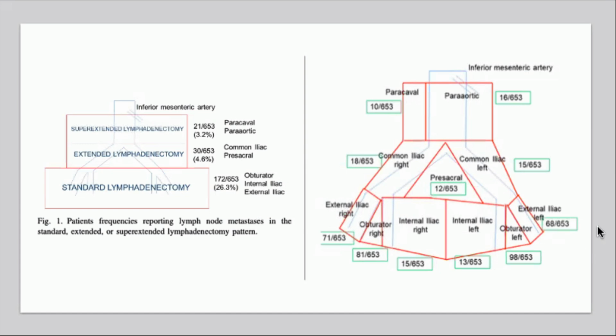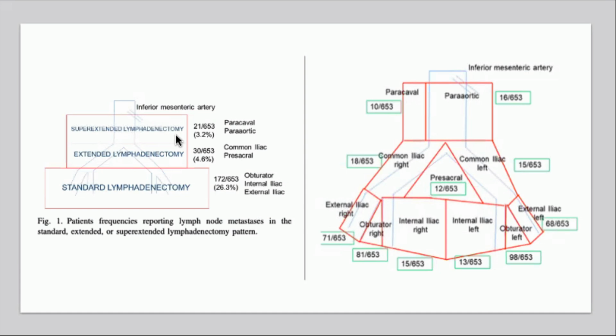They found that 90% of patients who did have nodal disease, or 172 out of the 653 patients, had disease within the standard template, and only 30 patients had disease in the extended, as well as only 21 in the super extended template. And they found that there were only 2 cases out of the 191 patients who actually had any nodal disease that had skip metastasis, meaning that they had no disease in the standard lymphadenectomy template, but however did have disease in the extended and super extended templates.